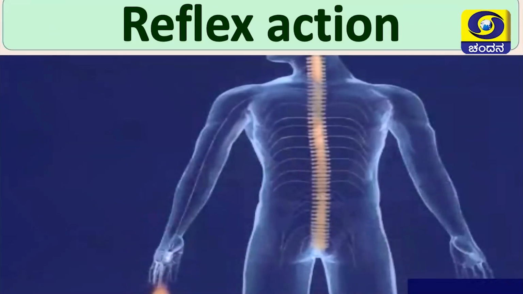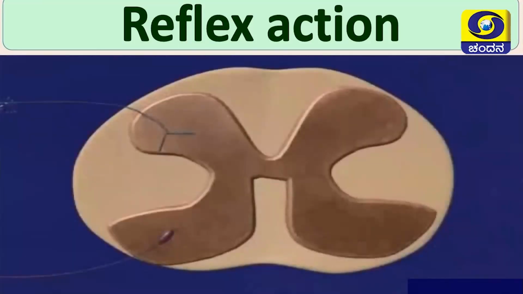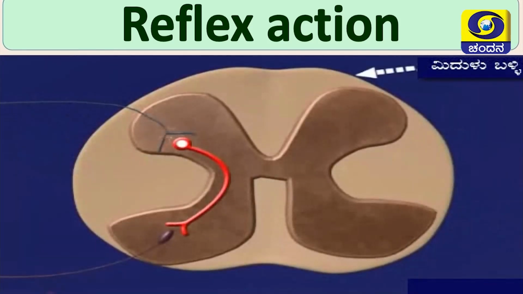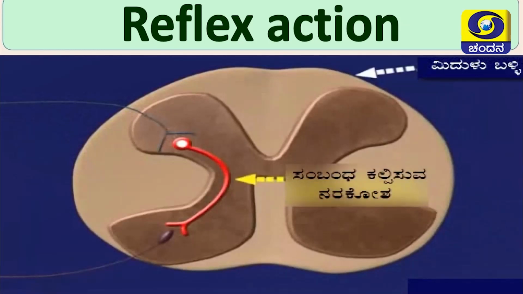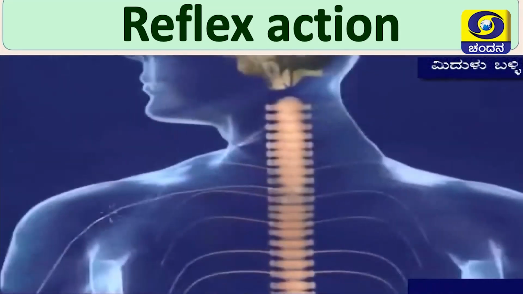So, let us see once again how reflex action takes place. Watch and enjoy. That is the sensory neuron. Next one is the relay neuron. The motor neuron is the one that carries the action.